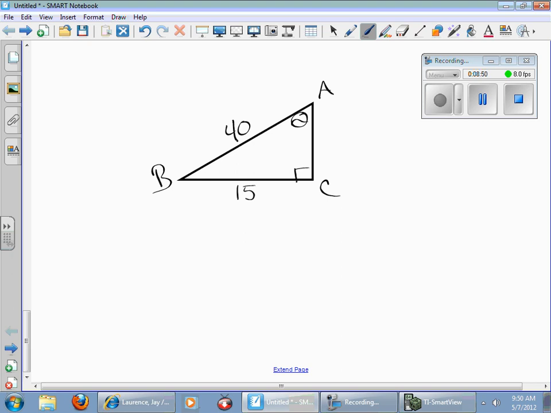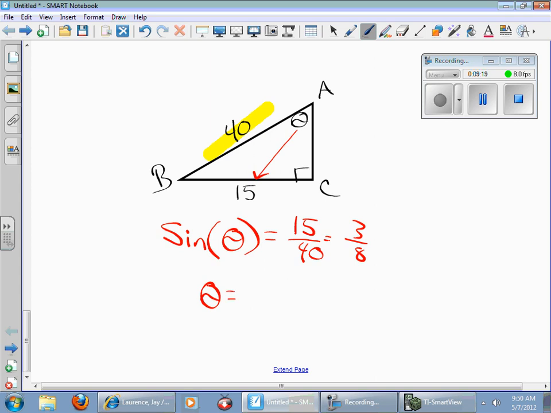Well, again, where's my hypotenuse? There it is. Okay. And what side am I dealing with? I look at my angle and I go to the side opposite. So I'm dealing with a sine problem. I'm going to do the sine of, I don't know, theta. That's going to equal 15 over 40. All right. I can simplify that fraction. Looks like it's going to be 3/8. All right. So I'm going to take the inverse sine of both sides. So then theta is going to equal the inverse sine of 3/8.